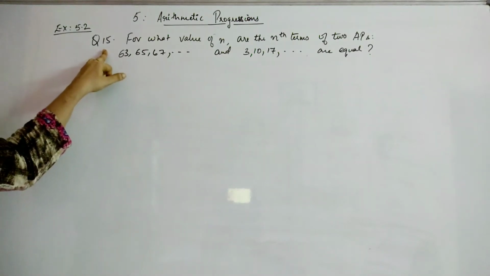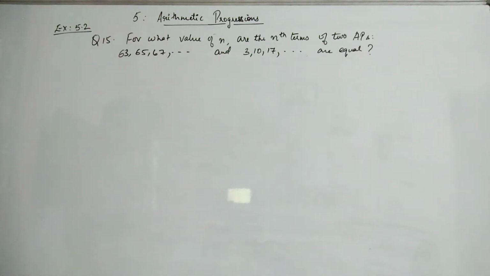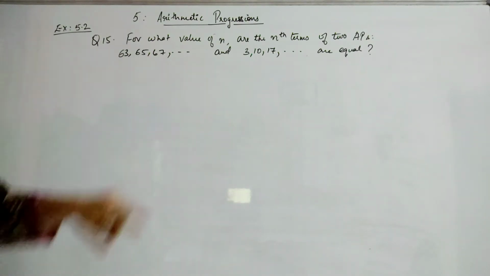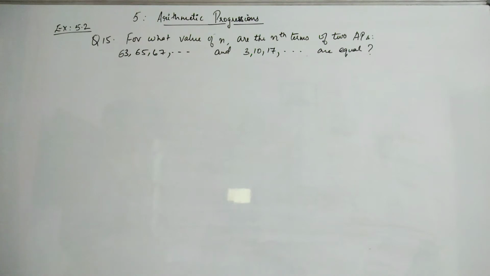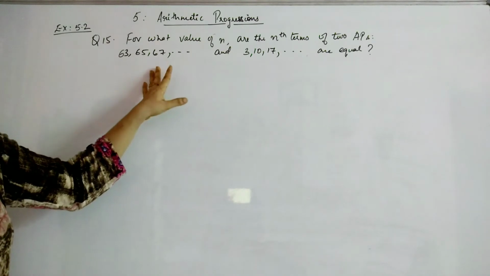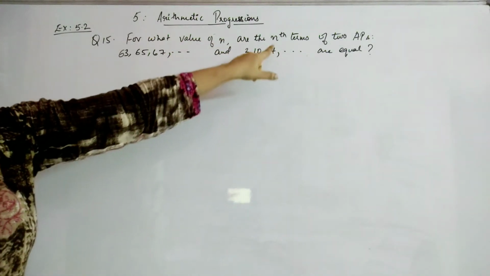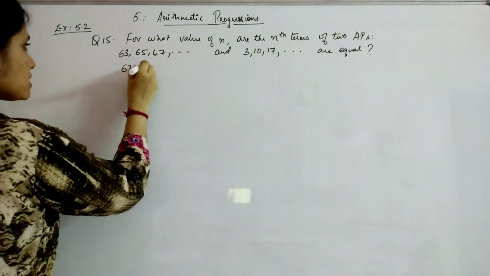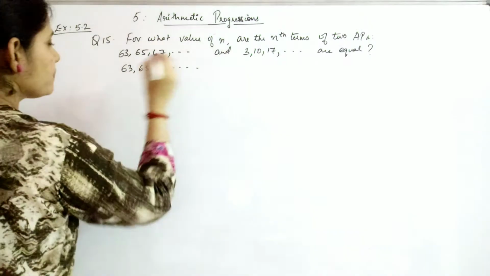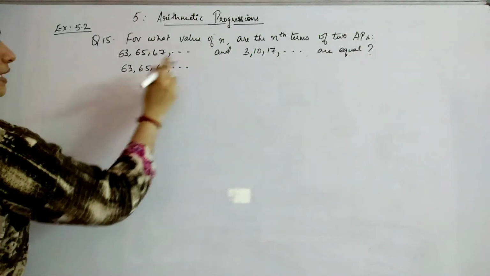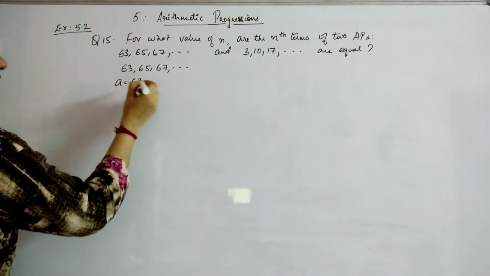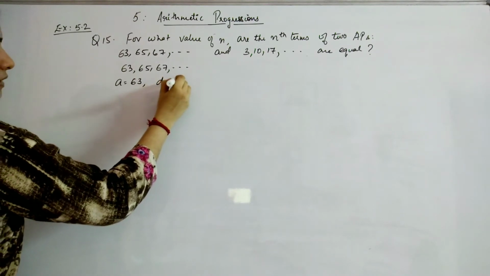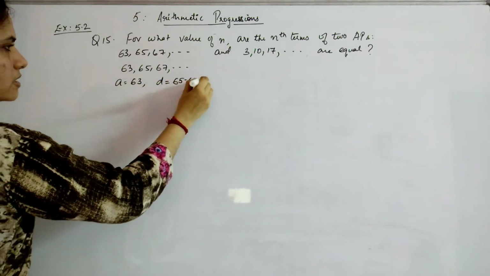Next one is question number 15. For what values of n are the nth terms of the two APs 63, 65, 67, etc. and 3, 10, 17, etc. equal? So you have to find that value of n for which both the APs have the nth term equal. From the first, 63, 65, 67, etc., we get A, which is 63, and the common difference is 65 minus 63, which is 2.